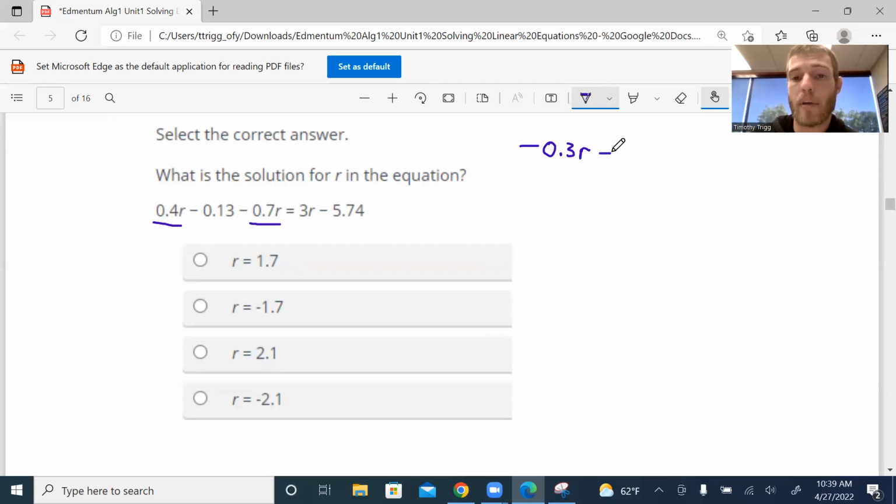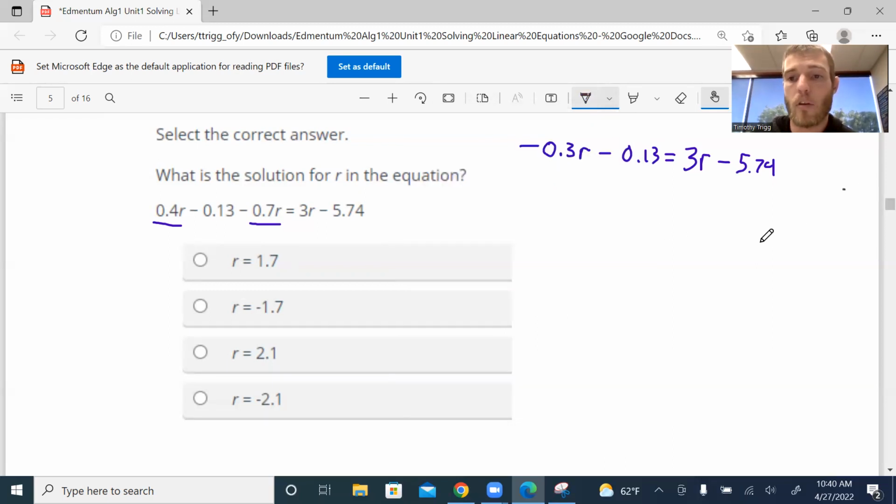You have more negatives, so that's why it turns out negative. Also on this left side, we have a negative 0.13, this constant, equals, on the right side, we have 3r. We can't combine those over there. We can't combine this 3r and negative 5.74 because one of these has a variable, the other one is a constant. Can't combine those.